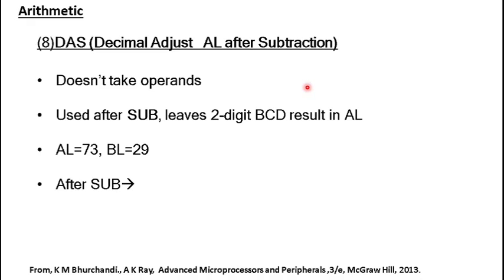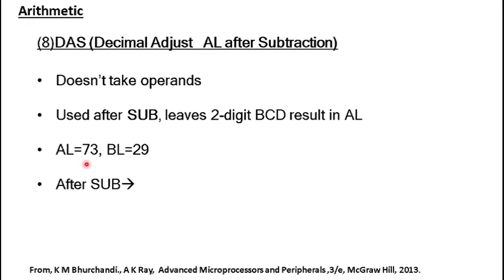Similarly, this instruction DAS decimal adjusts the contents of AL so that it may be in packed BCD format after subtraction. Just like DAA, DAS doesn't take an operand, so it has to be issued immediately after the subtract instruction so that its desired effect may be reflected in AL contents. Let's take an example and see why it is required.